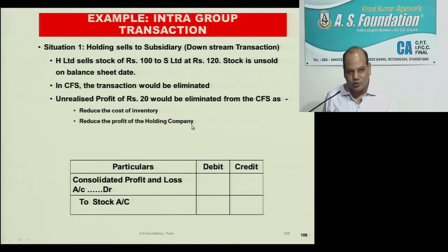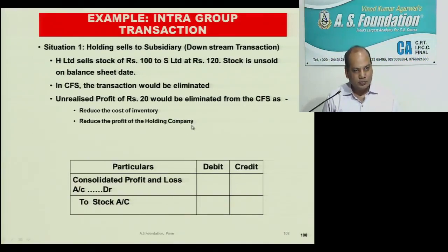Situation 1, holding company sells to subsidiary company, downstream transaction. Holding company sells stock of rupees 100 to S Limited for rupees 120. The stock is unsold on the balance sheet date. How will it be adjusted in CFS? So in CFS, the transaction will be adjusted as follows. Unrealized profit of 20 will be eliminated from the cost of inventory in the balance sheet, and unrealized profit of 20 will be reduced from the profit of the holding company. Entire 20 will be adjusted against the profit of the holding company because holding company has earned the profit. It is included in the holding company's profit.